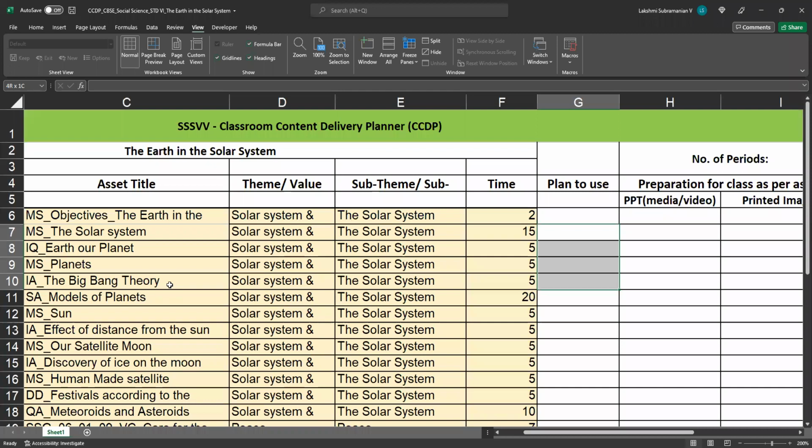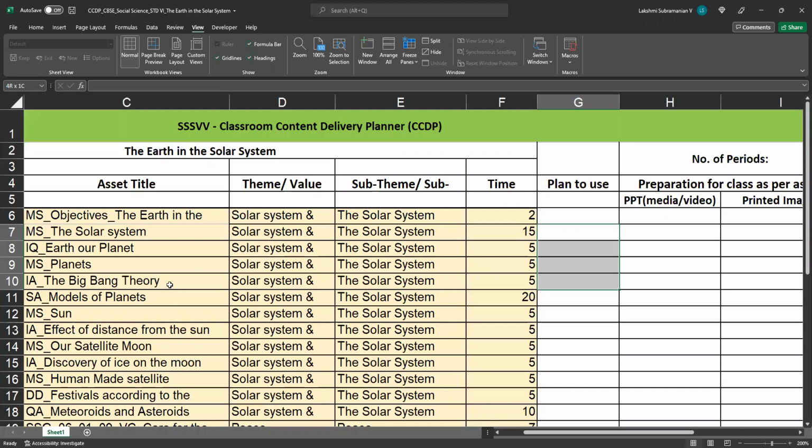Did I clarify? One question: can we have a CCDP which is already filled, so as to refer to it, if it is possible? I can share it, but I would like you all to start, right? Whatever you have understood from this.